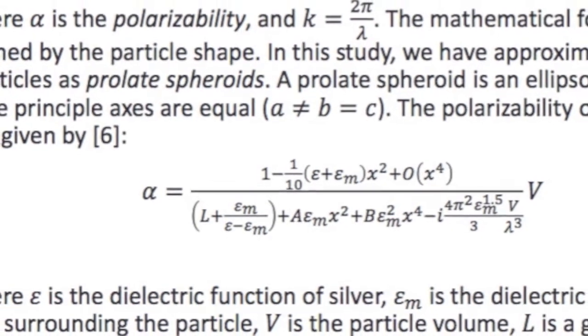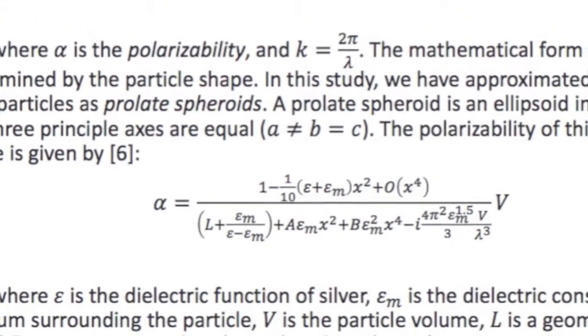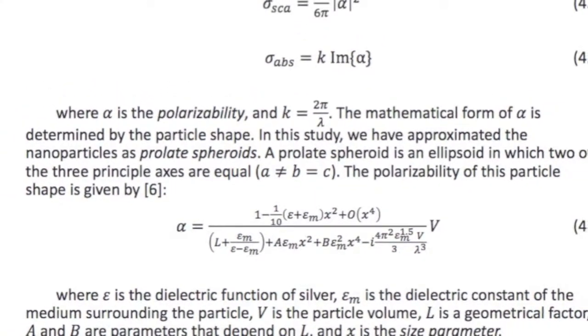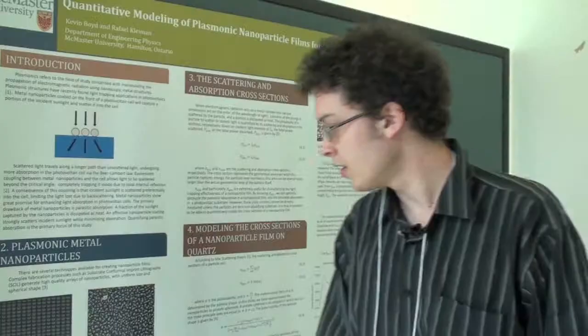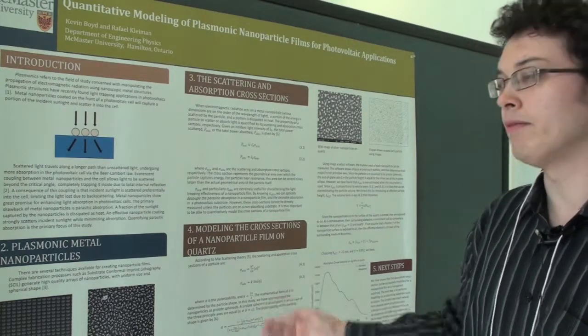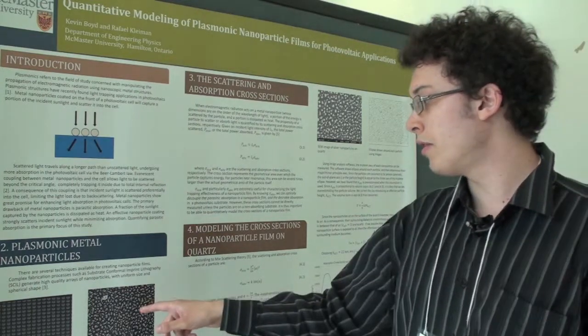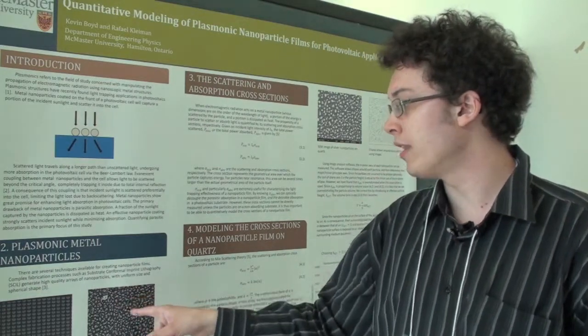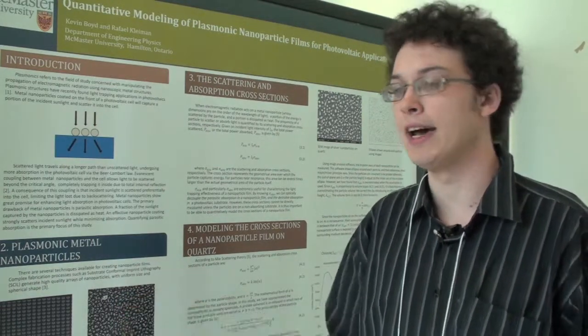Using the polarizability for an ellipsoidal particle, we can attempt to predict what the absorption cross-section is of this nanoparticle film. So how do we do this? Well, the inputs to this model, there are a few of them. First off, we need to know the dimensions of the particles we're dealing with. As we can see, each particle in this film has a different shape and size.